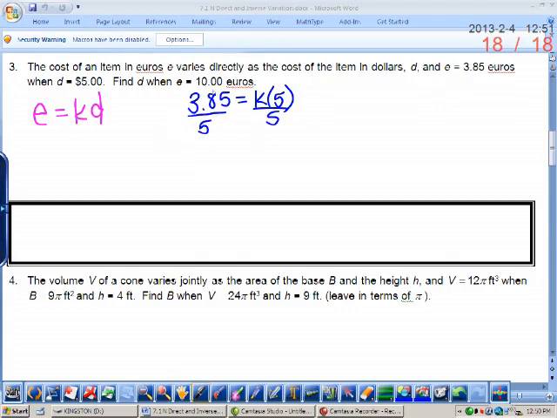And 385 divided by 5, what does that give us? All right, so that's our K value, which now we can rewrite our equation. How do we rewrite our equation? Good. All right, go ahead and use that equation to find D when E is 10 euros. How would we do that?